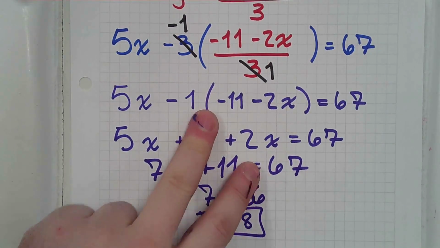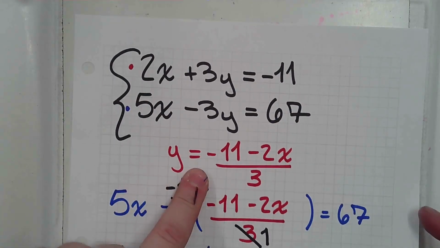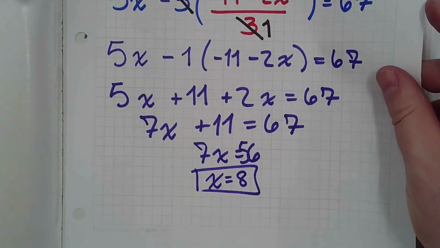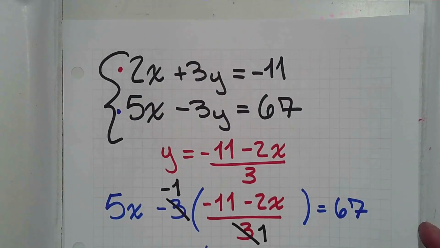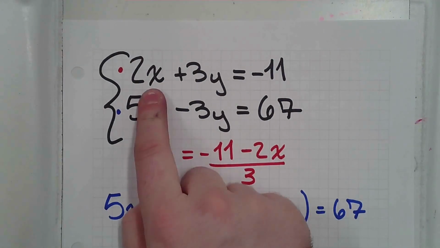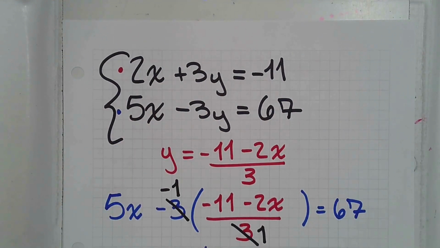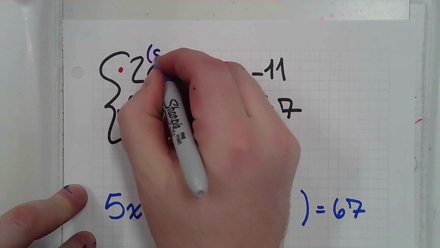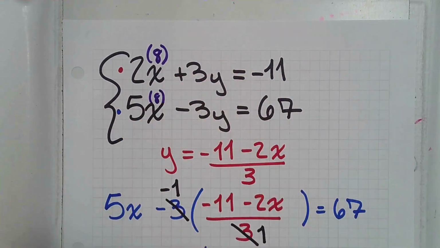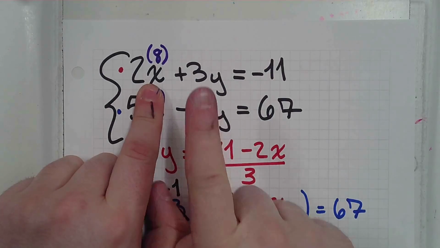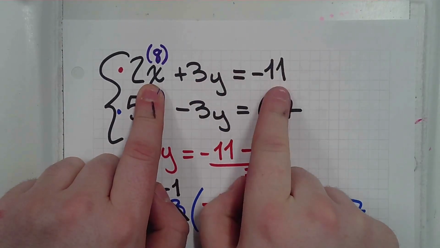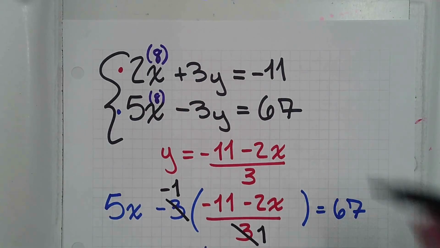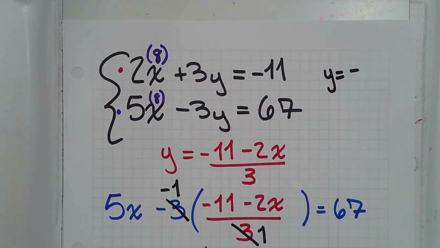So again, we did substitution. We got a variable on its own, plugged it into the other equation, and solved. Now that we have one variable, we get the other pretty quickly. So I'm going to plug that in here and here to make sure my answers work. So we know x is 8. We figured that out. So now I've got 16 plus something equals -11. Well, I definitely want that to be negative, so y is going to be a negative.